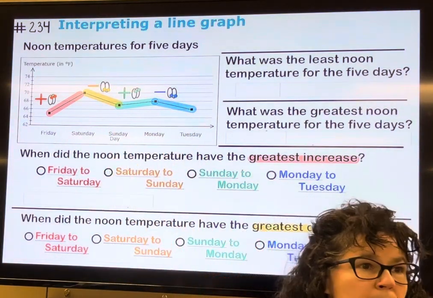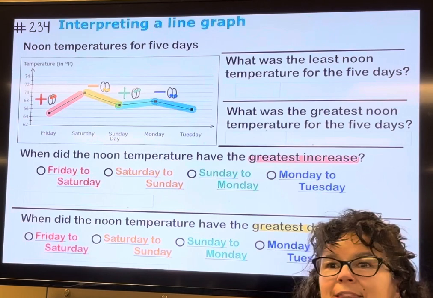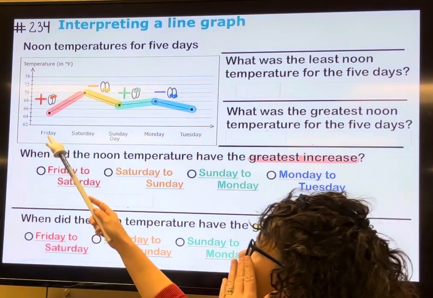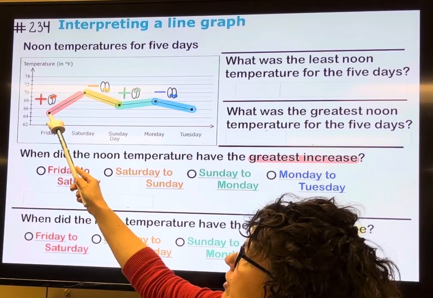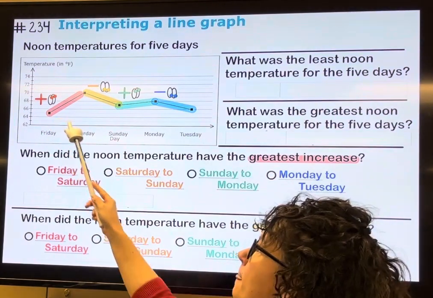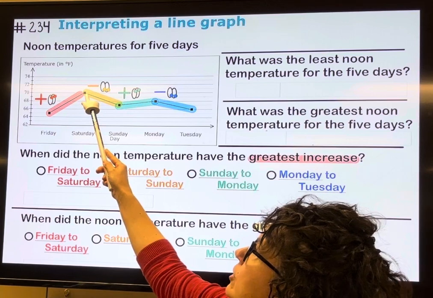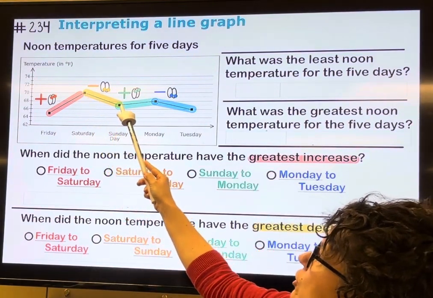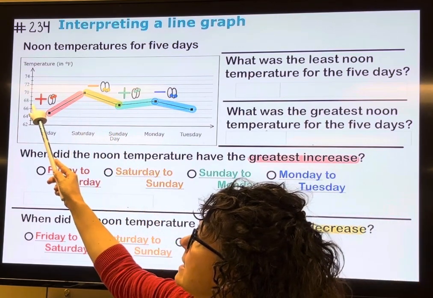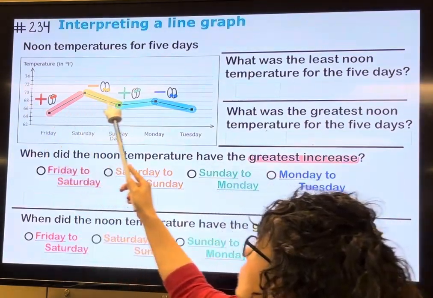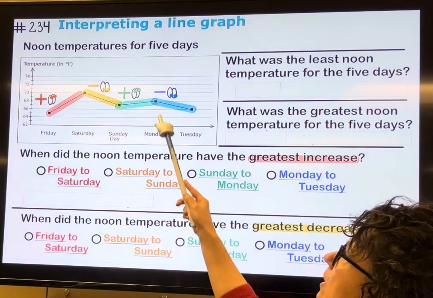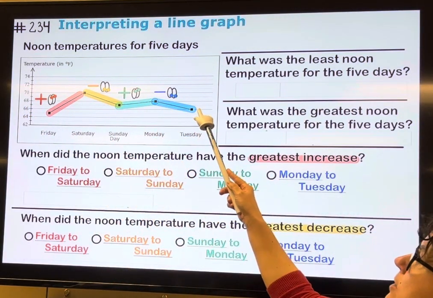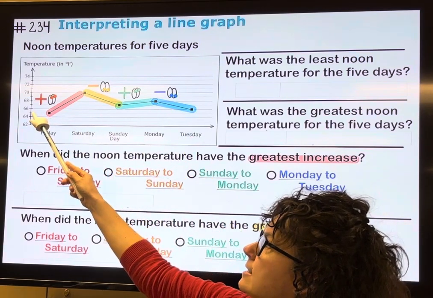This graph is representing how hot it is, what the temperature is every day at noon. So on Friday, the temperature is 65 degrees. On Saturday, the temperature is 70 degrees. On Sunday, the temperature is right in between 66 and 68, so it's 67 degrees. Monday, the temperature is 68 degrees, and Tuesday, the temperature is 66.